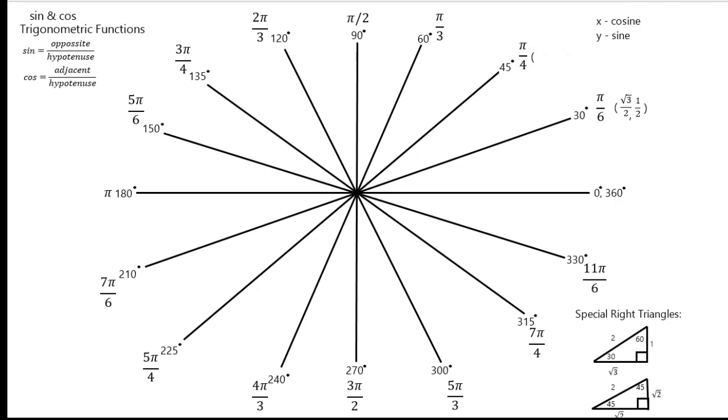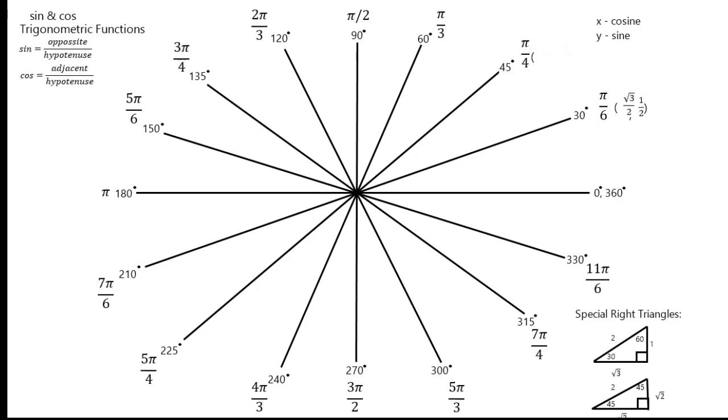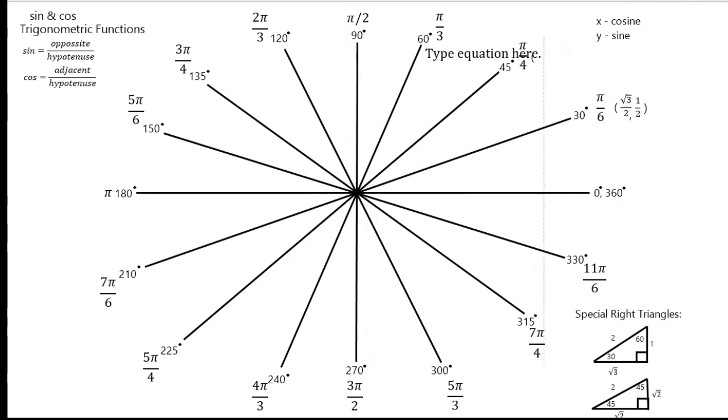Here, what we're going to look for is the 45, 45, 90 special right triangle. On cosine and sine, they are both the same at 45 degrees. Cosine is root 2 over 2, and sine is also root 2 over 2.